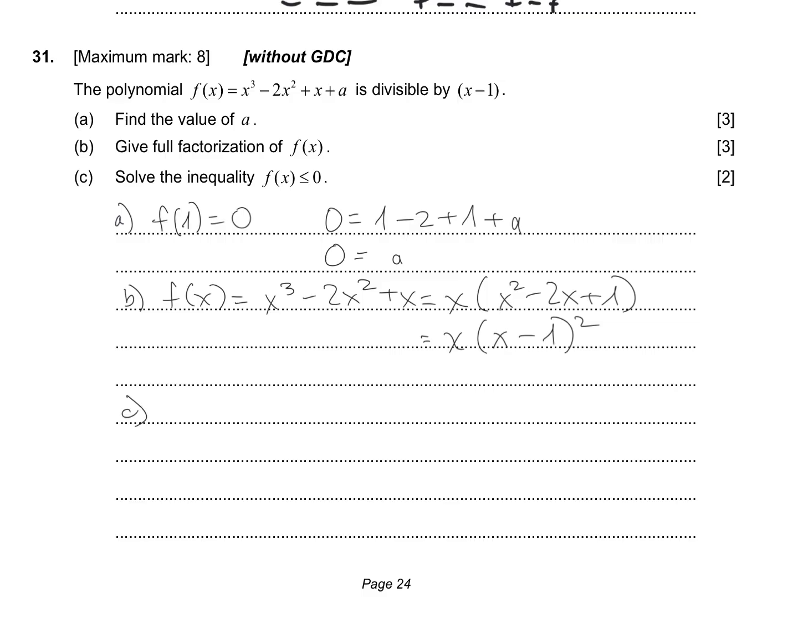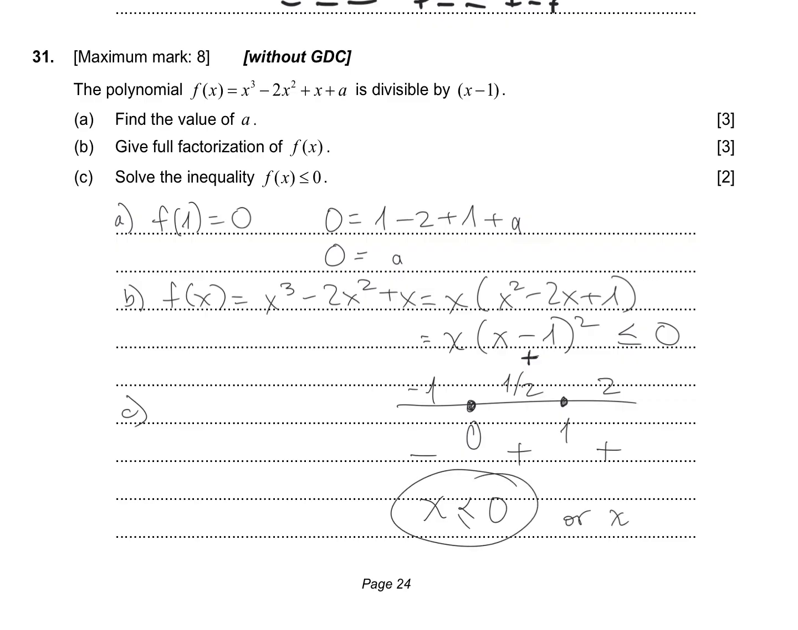So for c, we want this less than or equal to 0. So on our number line, we're going to have 0 or 1. So if we check out -1, 1/2, and 2, this thing's always positive because it's squared. So negative, positive, positive. So it's all x is less than or equal to 0. Or x equals 1.